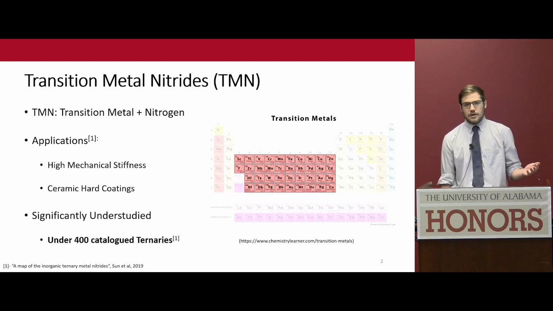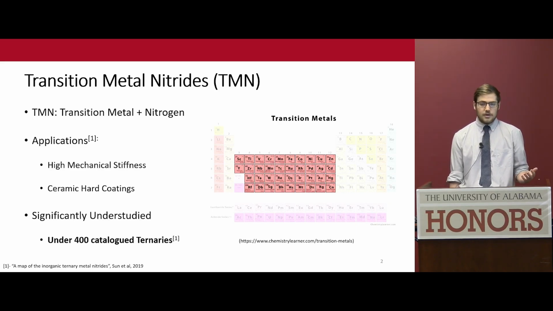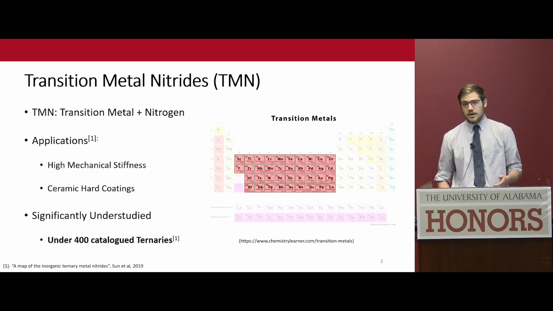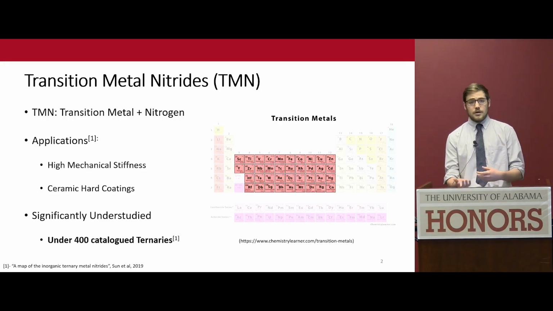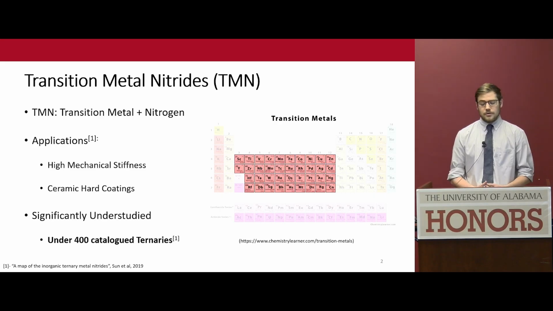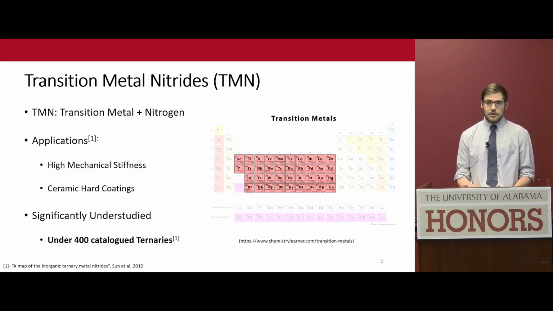So what are transition metal nitrides? It's essentially any compound where you have a transition metal highlighted on the periodic table over here, and nitrogen. So you can have binary transition metal nitrides, which are one transition metal and nitrogen, or you can have ternary transition metal nitrides where you have two distinct transition metals and nitrogen.